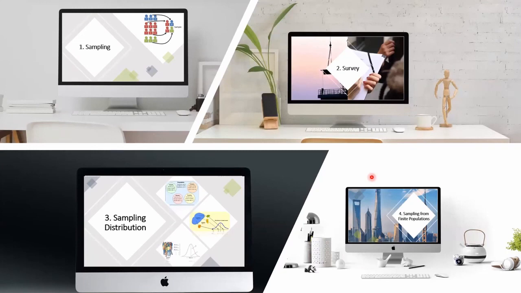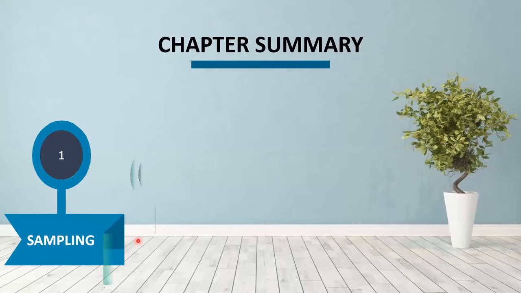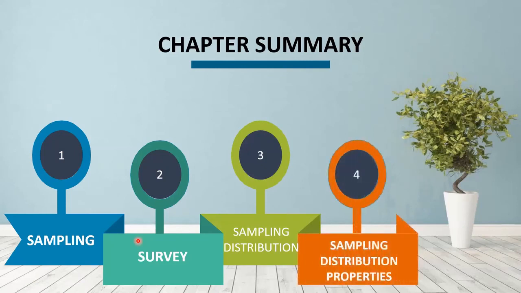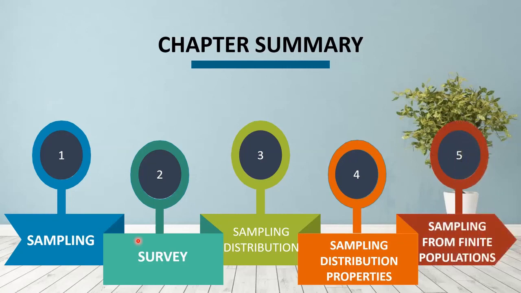This was a very important chapter which looked at 4 sections: sampling, survey, sampling distribution, and sampling from finite populations. The most important section of this chapter 7 was the third section, sampling distribution, where we talked about the sampling distribution of the mean and the sampling distribution of proportion. Under the sampling distribution of the mean, we had 2 cases: where the population is normally distributed and where it is not normally distributed, in which case we use the central limit theorem. And then we had the sampling distribution for proportions. So the chapter summary: we looked at sampling, then surveying, then sampling distribution and some of its properties, and finally sampling from finite populations.